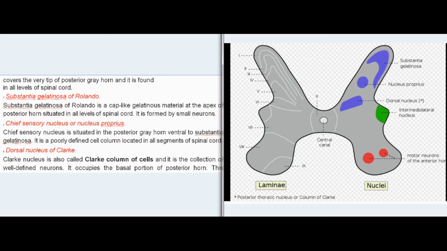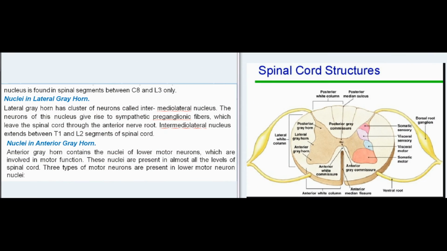It is formed by small neurons. Chief sensory nucleus or nucleus proprius. Chief sensory nucleus is situated in the posterior gray horn ventral to substantia gelatinosa. It is a poorly defined cell column located in all segments of spinal cord. Dorsal nucleus of Clark. Clark nucleus is also called Clark column of cells and it is the collection of well-defined neurons. It occupies the basal portion of posterior horn. This nucleus is found in spinal segments between C8 and L3 only.